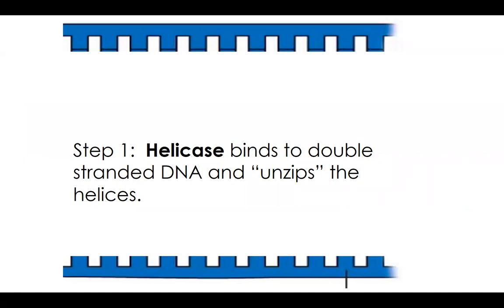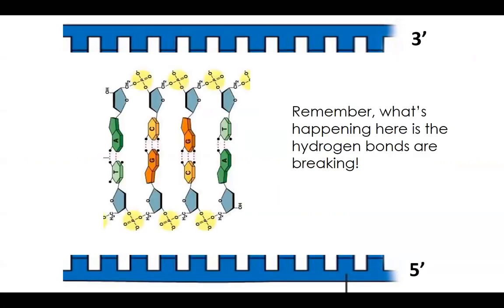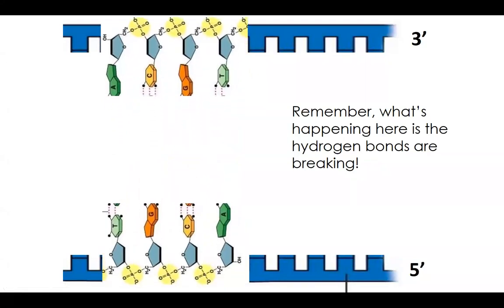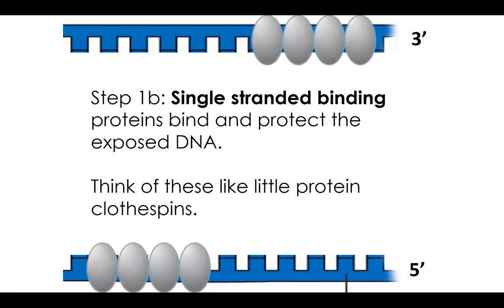Okay, so now what happens? All right, this is, let's say, 5' down here, 3' up here. Remember that what's actually happening is we're splitting apart those hydrogen bonds. Okay, that's it. That's all that's happened. So helicase did that. Our single-stranded binding proteins can be hanging out, keeping that open until our strand is doubled. Okay, so just holding it open.